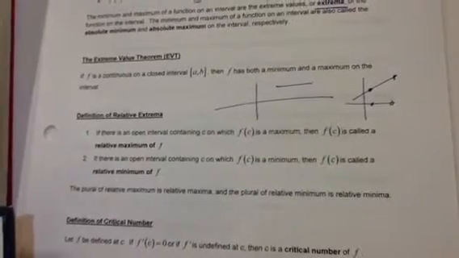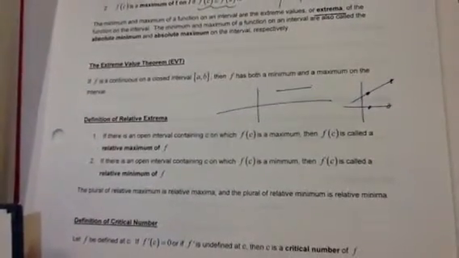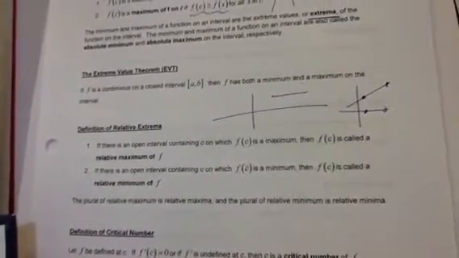All right, the definition of relative extrema. Relative means it's local. So if there's an open interval and f of c is a max, then we call it a local or relative max. And if it's an open interval and you have f of c as a minimum, then it's called a relative or local min. Now, the plural of minimum is minima, and the plural of maximum is maxima.